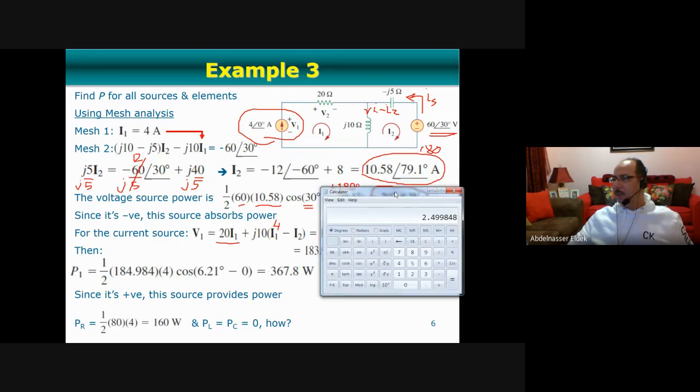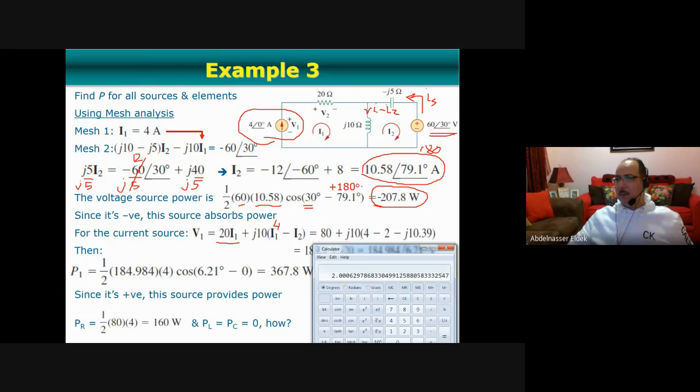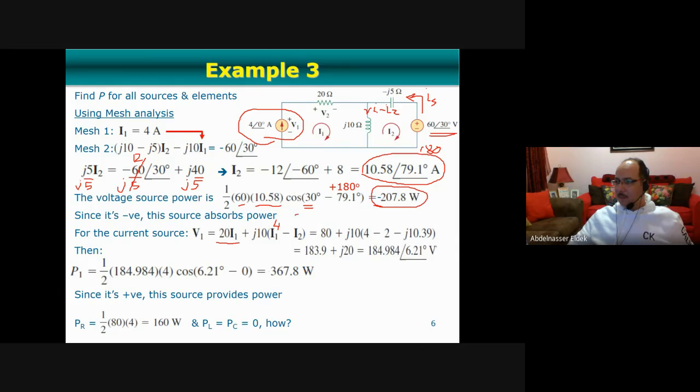The current I2 is 10.58 at 79.1 degrees. The real part is 10.58 times cosine 79.1, which equals 2. So the real part is 2. And the imaginary part is 10.58 times sine 79.1, which equals 10.39. So it is plus j10.39.